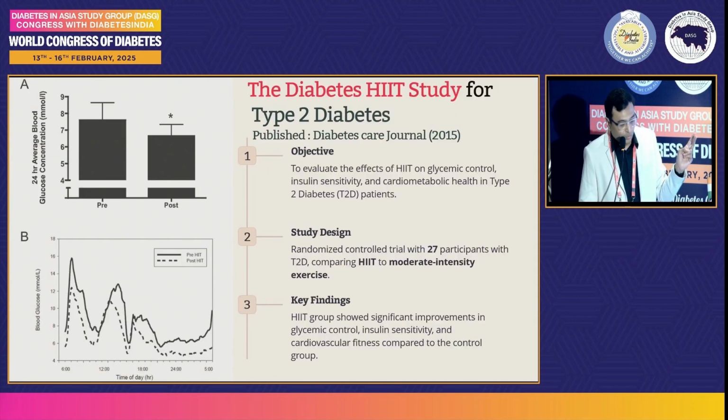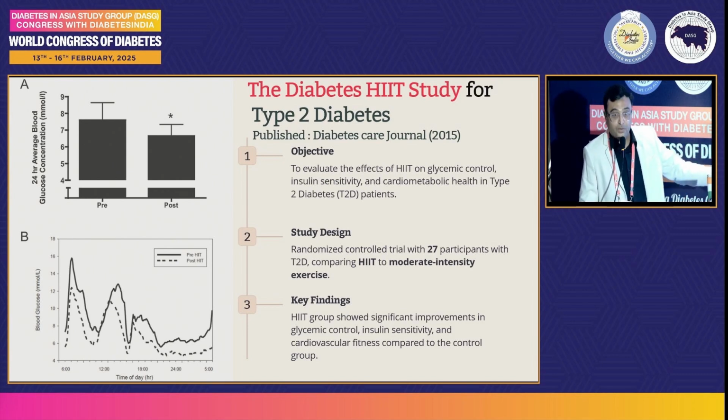Now, in just the last 2 minutes I have, I will quote some of the studies which have shown benefits. One of the most famous studies is the Diabetes High Intensity Interval Training Exercise Study, published in 2015 in Diabetes Care Journal, which showed glycemic control and insulin sensitivity in the control group versus persons doing high intensity exercise. If you see the top part, the pre and post exercise, definitely post exercise, high intensity interval versus control who are doing moderate exercise have better control.